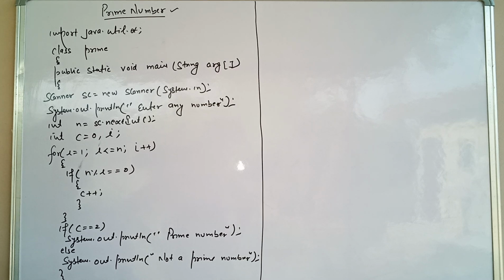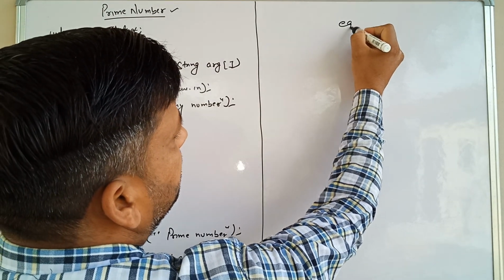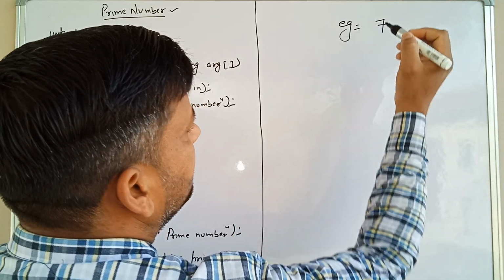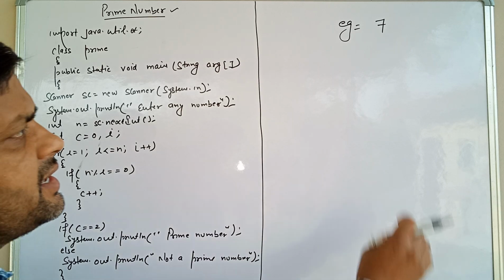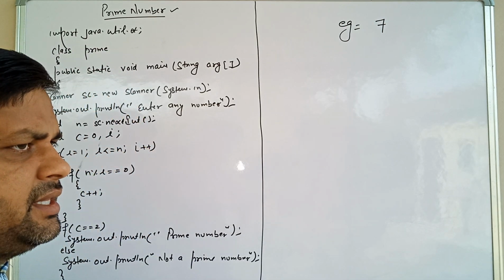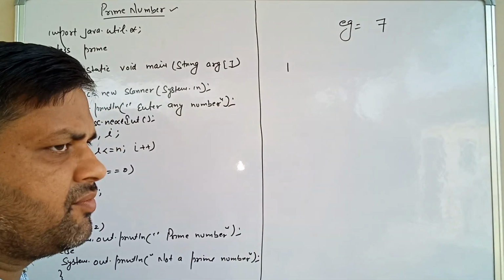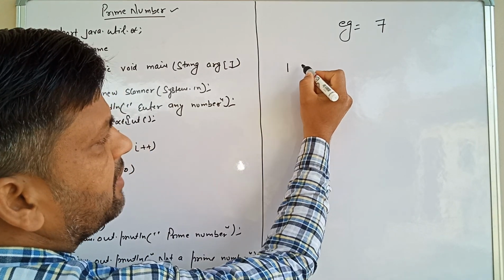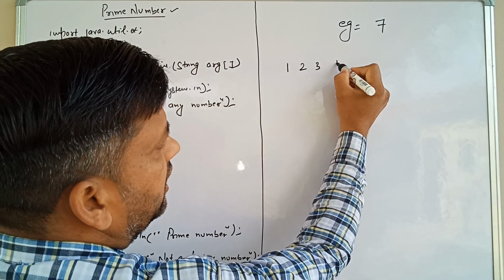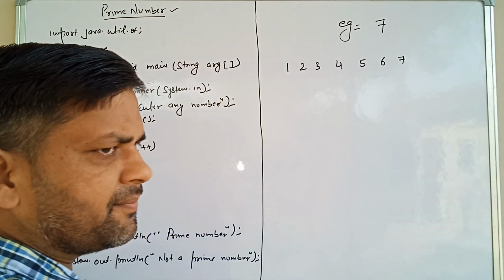If a number is divisible only by 1 and the number itself, that number is called a prime number. For example, I will take the number 7. How will you prove that 7 is a prime number? We will start dividing this number from 1 to the number itself. It means first I will divide it by 1, then 2, 3, 4, 5, 6 and 7.